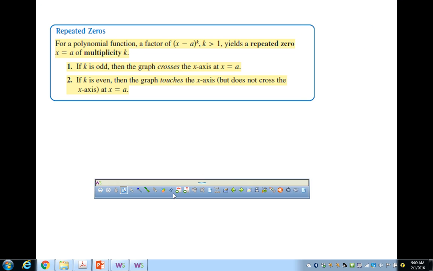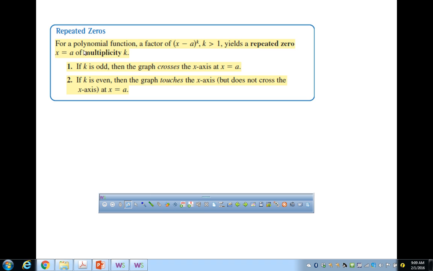So this next idea is called multiplicity. For a polynomial function, a factor (x minus a) raised to the k, where k is greater than 1, yields a repeated 0, x equals a, of multiplicity k. If k is odd, then the graph crosses the x-axis at x equals a, and if k is even, then the graph touches the x-axis but does not cross the x-axis at x equals a.